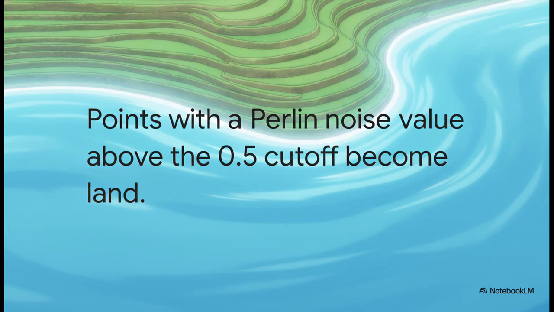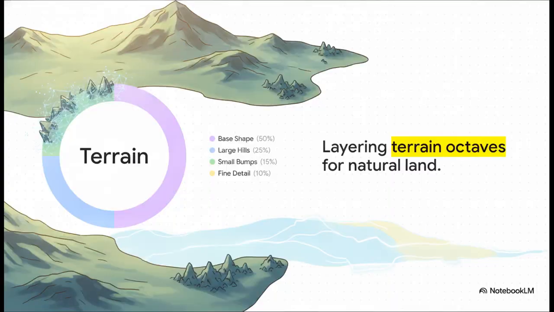And right down the middle, that 0.5 mark acts as our ultimate digital sea level. Boom! Instantly, our oceans and land masses are separated. Any point with a Perlin noise value above that 0.5 cutoff becomes land. Anything below it simply sinks into the digital ocean. After that, the developer runs an edge detection algorithm to smooth out the rough coastlines, making the whole thing look incredibly natural. But obviously, real terrain isn't just perfectly flat.